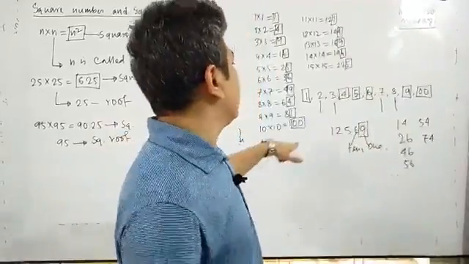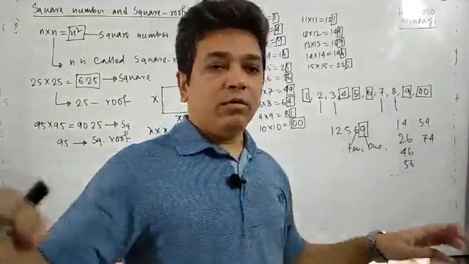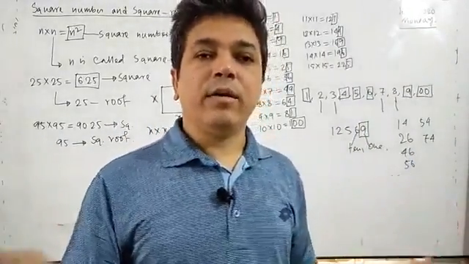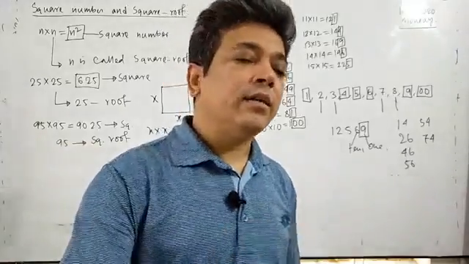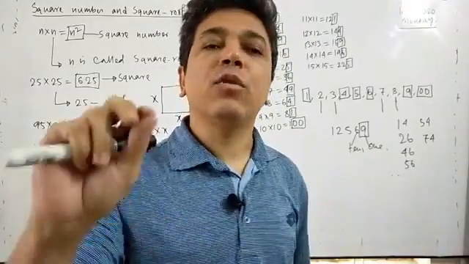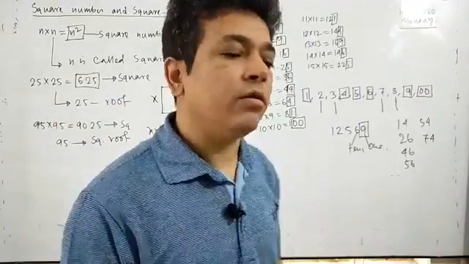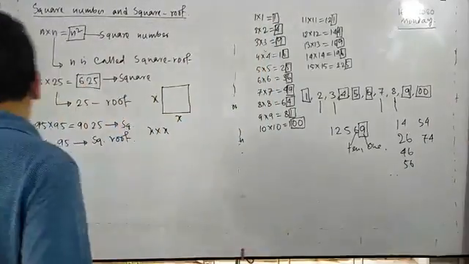So now we already know what a square number is, and now from the square number we are moving to finding the square root. How to find the square root? So now the topic is how to find the square root.